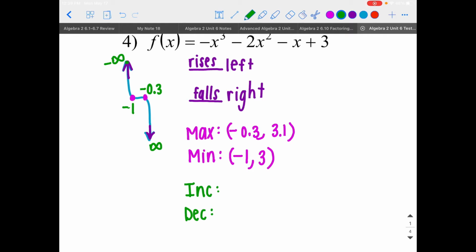So starting at negative infinity, going to negative 1, it's decreasing. And then it increases very slightly from negative 1 to negative 0.3, and then it decreases again from negative 0.3 to infinity. Any questions like these? Your test is pretty much multiple choice or check all that apply. So like I may ask, select the decreasing intervals, and you would select both of those. So you don't have to actually write it out.